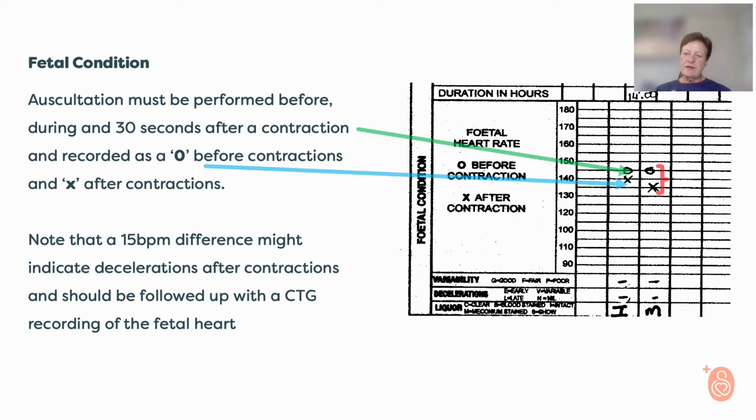Now, the reason why we are doing it, and we will come to that more closely just now as well, is to be able to pick up decelerations in the fetal heart. So if we record these before and after fetal heart rates, one should be very careful to note that if there's a difference of 15 or more beats per minute between the before and after-contraction fetal heart rate, it might be an indication of decelerations and should be followed up by a CTG recording of the fetal heart.